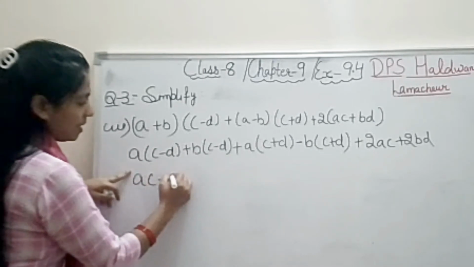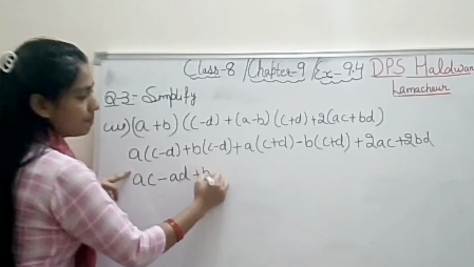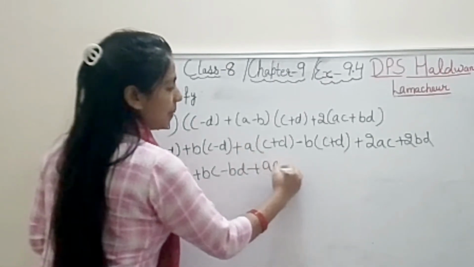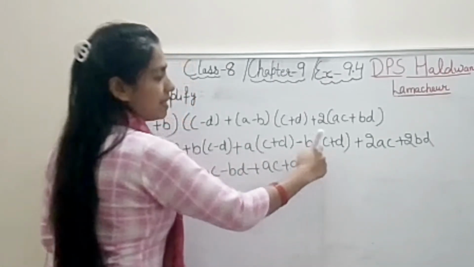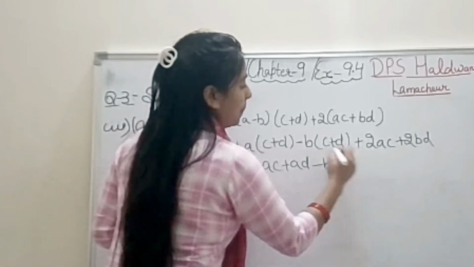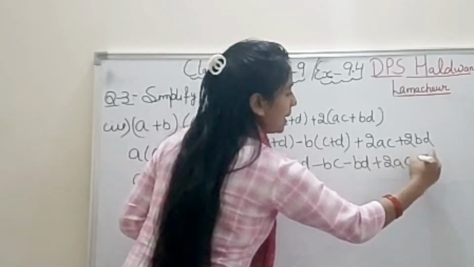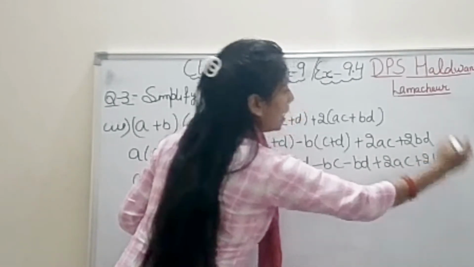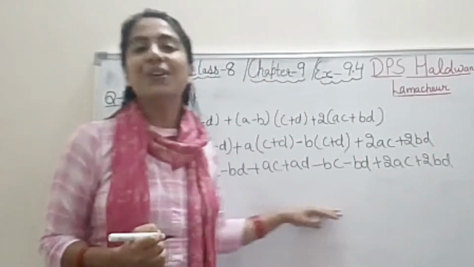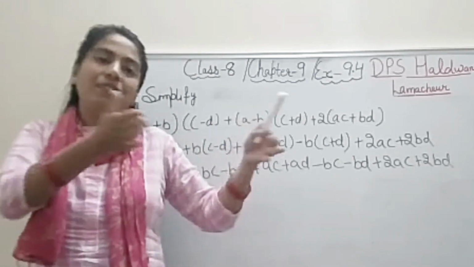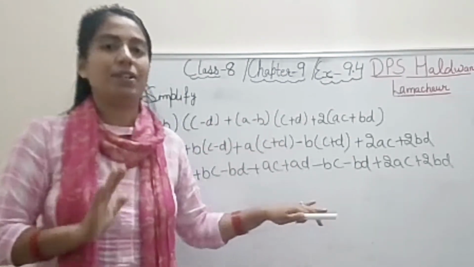a into c, ac minus ad plus bc minus bd. Again plus ac plus ad. Here is minus bc plus minus minus bd plus 2ac plus 2bd. Now this many long terms we have, so we will simplify. Like terms we will add or subtract, otherwise this will be the answer.